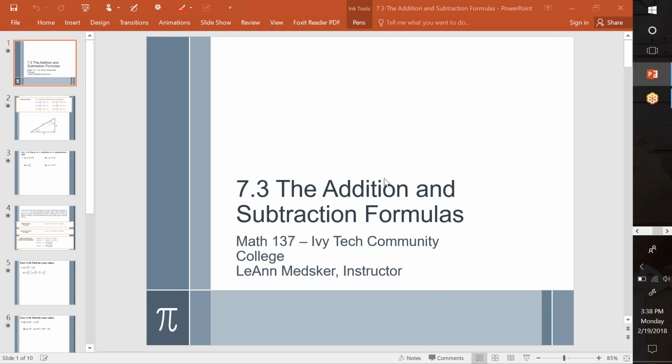All right, this is the 7.3 addition and subtraction formula notes that we would have covered today in class. I have picked just one of every type that we want to do, and then I've created a separate worksheet that you are going to complete and turn back in for points on Wednesday. Of course, you'll be able to ask questions as well before you turn it in. So let's look at this.